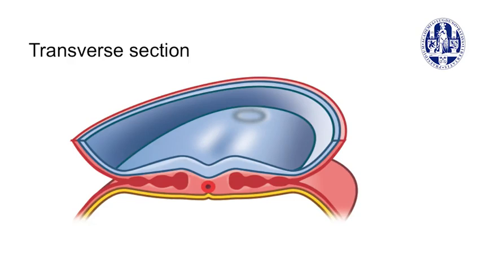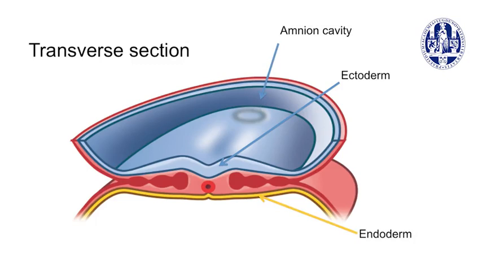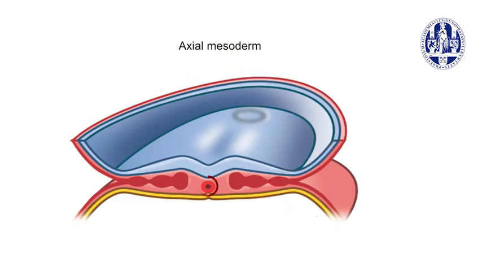The embryo now consists of an ectoderm layer, which is continuous with the inner layer of the amniotic membrane, and an endoderm layer, which is continuous with the inner layer of the yolk sac membrane. In between there is a layer of mesoderm in which you can recognize the axial, paraxial, intermediate and lateral plate compartments. Cells from these mesodermal compartments contribute to distinct structures or organs.